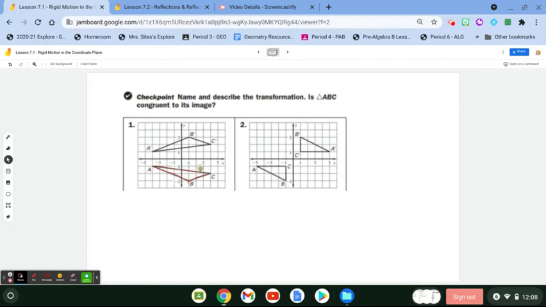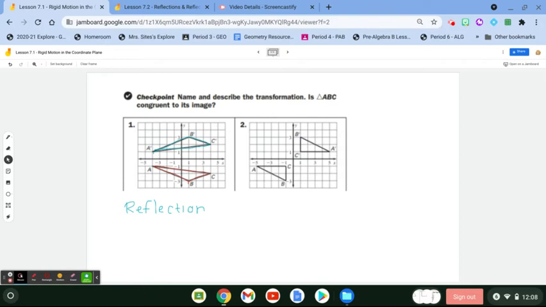And the image is the new one, so A prime, B prime, and C prime. So we're going to go through our different types. So we have our possibility of a reflection, because to me, this looks like I have a mirror image happening. So this would be a reflection. Now, what specific type of reflection could this be?